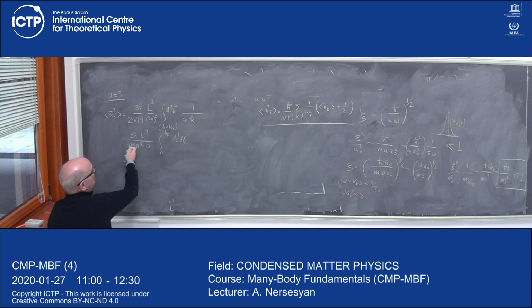L cubed divided by N is what? It's A naught to the third, right? It is clear. The mass is here. 3 and P squared I'm not interested in. MS is here and Kd squared is here. Right?